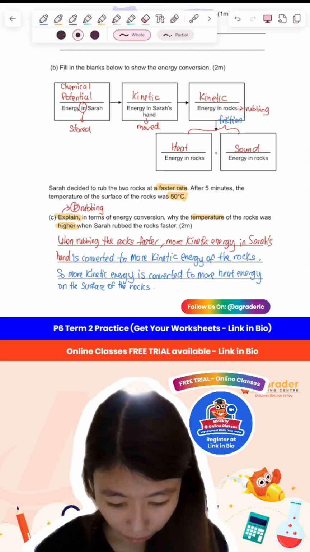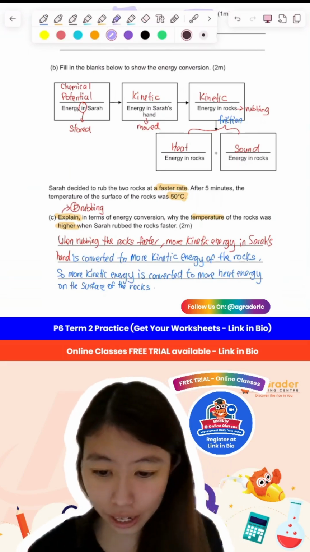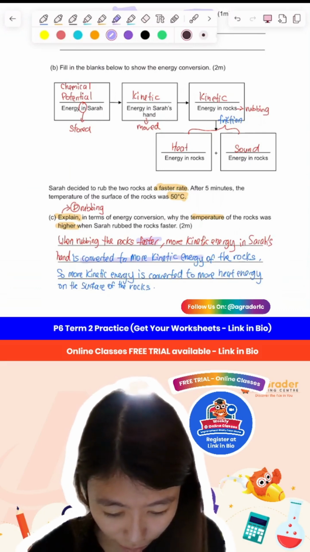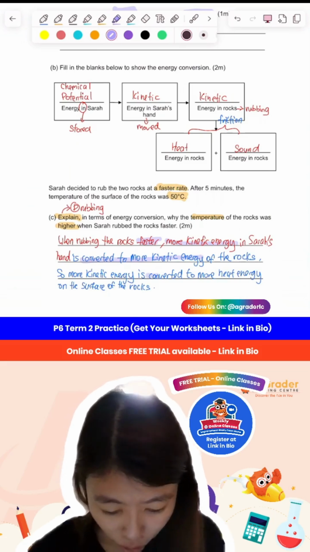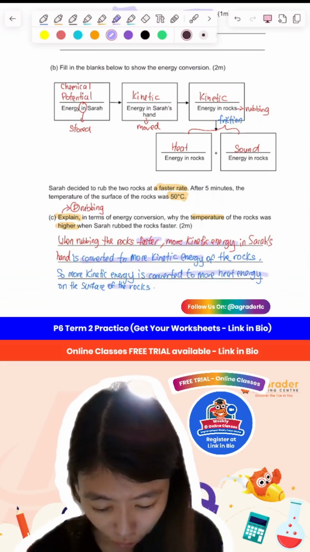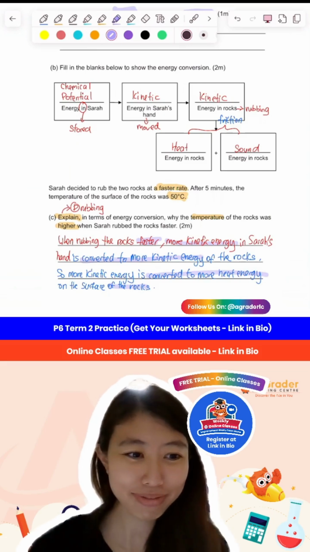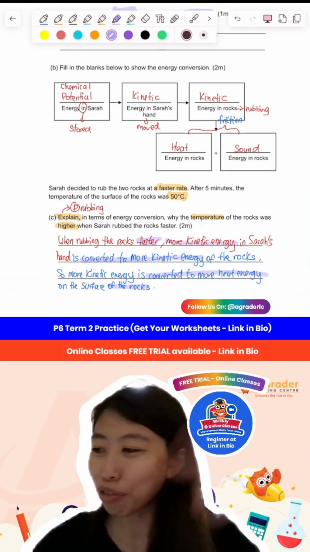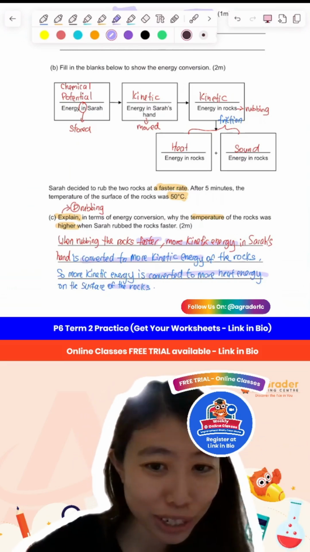Okay. I'm going to highlight the key things. So just put faster, converted to more kinetic energy of the hands, and it's converted to more heat energy of the rocks. That's why the temperature is higher. I didn't see a question because I think your question got pushed up. What was your question, City Kitty?